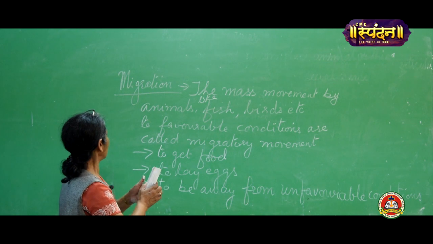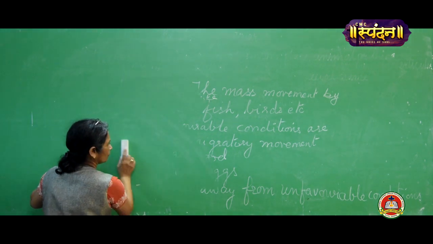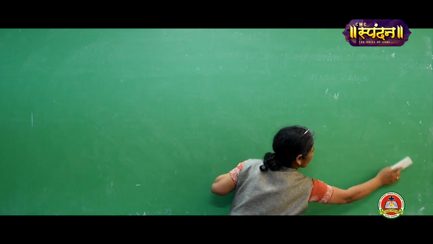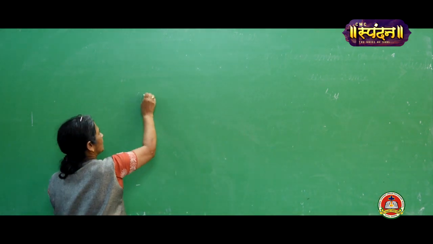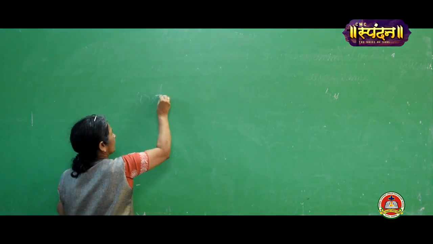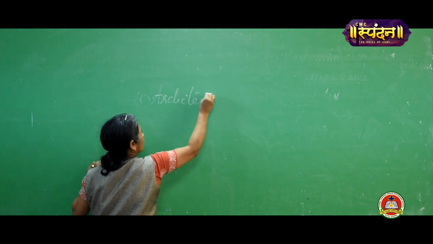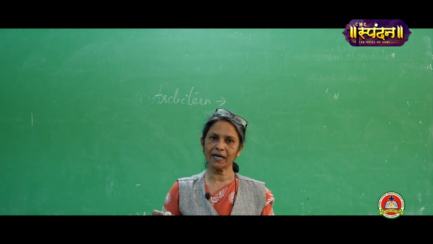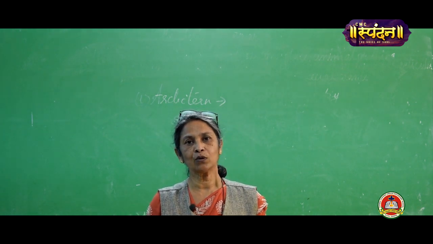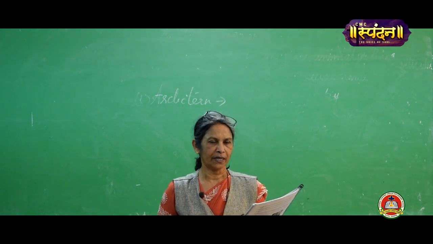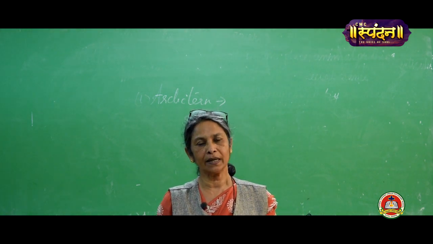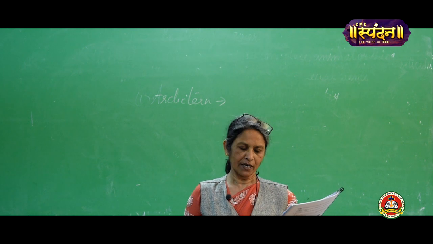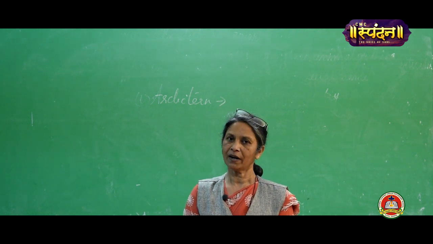Now what are the examples, children? First one is the Arctic tern. It is a bird, children. It is a migratory bird. They migrate from the Arctic to the Antarctic region and back again, covering 18,000 kilometers each way. Then the Siberian crane, it migrates downwards from the Arctic area to India during winters. Until recently, a large number of migrating Siberian cranes visited Keoladeo National Park in Rajasthan.